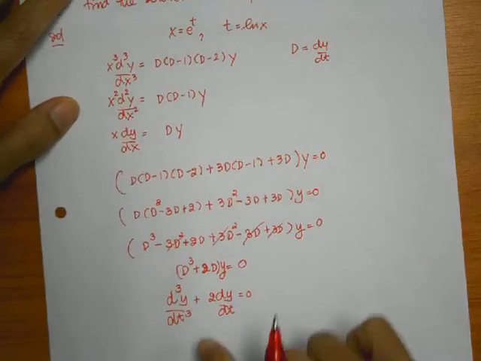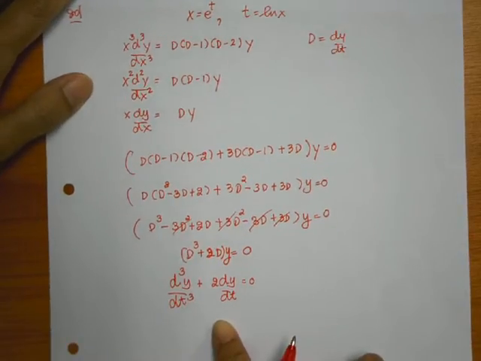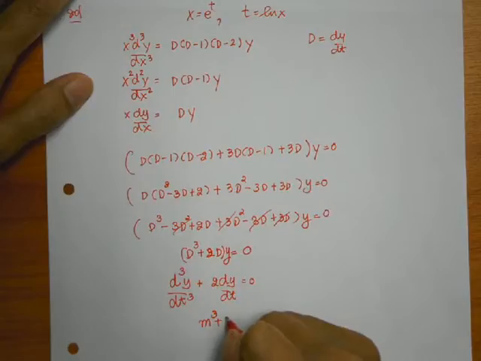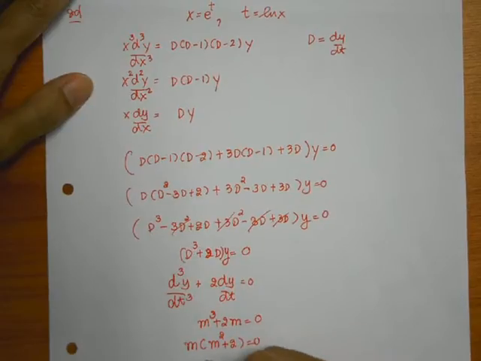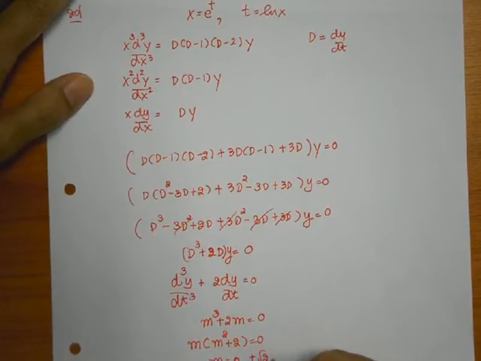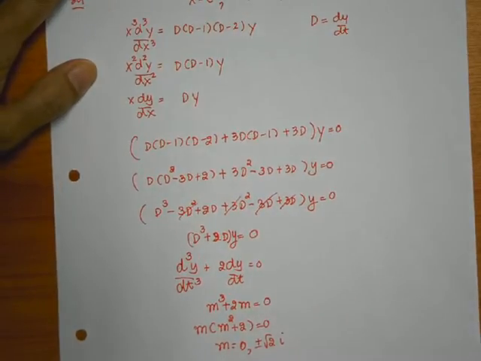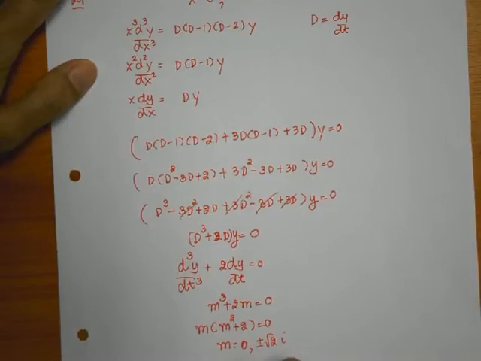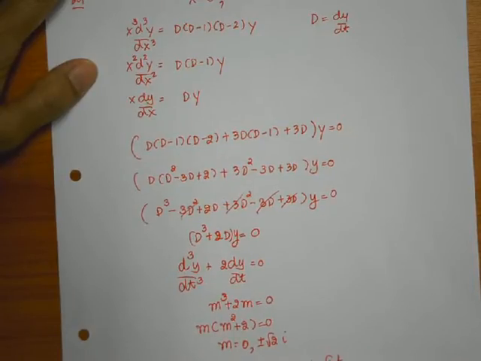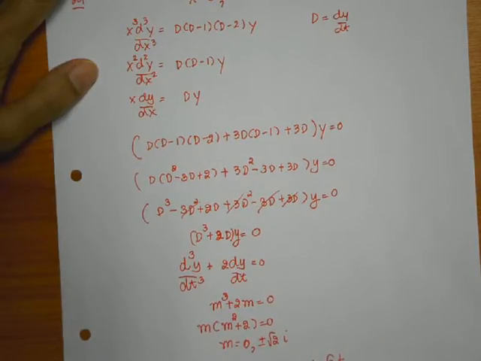So we have only yc, right? So our characteristic equation is m to the power 3 plus 2m equal to 0. We find 3 roots of m, which is equal to 0 plus minus square root 2 i. So the answer is just that y is equal to c1 plus c2 cos square root 2 t plus c3 sin square root 2 times t. But we know that t is equal to ln x. So that means our y is equal to c1 plus c2 cos square root 2 ln x plus c3 sin square root 2 ln x.